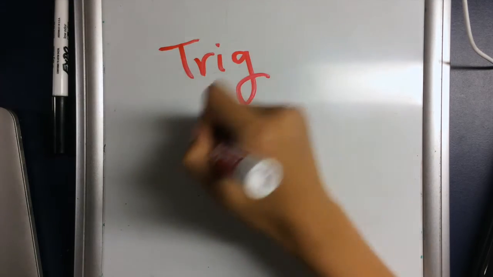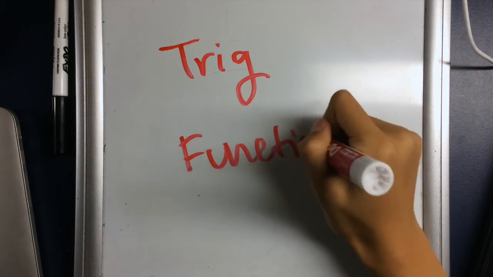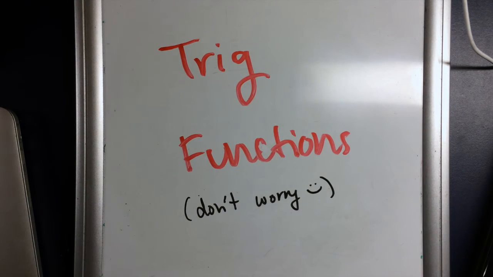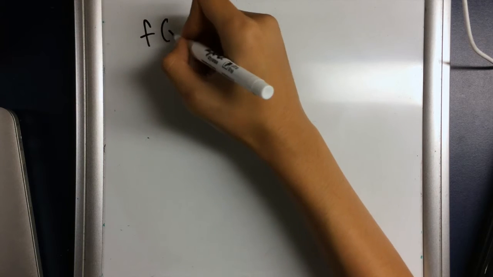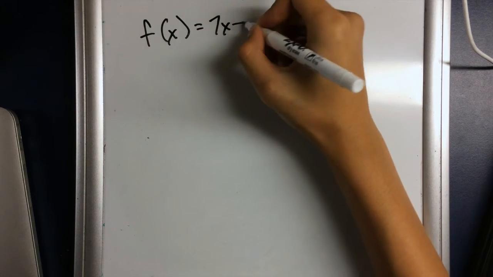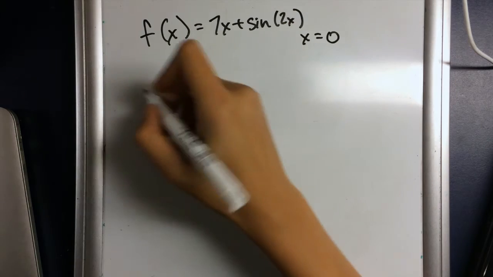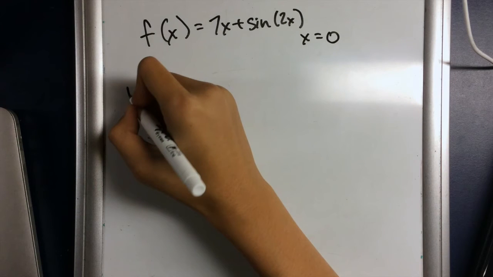We can also use these steps to solve for the inverse derivative of trig functions. I know that might sound scary, but don't worry, it's actually really easy and we can do a problem together to prove that. So let's find the inverse derivative of f of x is equal to 7x plus sine 2x when x is equal to 0. If you'd like, you can pause this video right now to do this problem on your own and then come back and check your work to see if you've done it right.